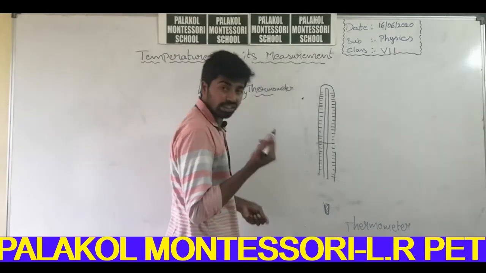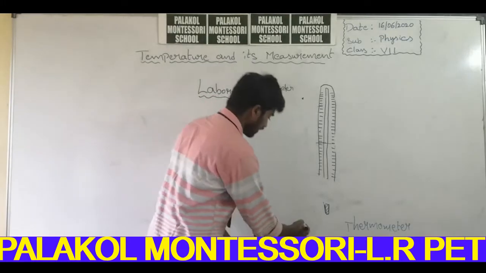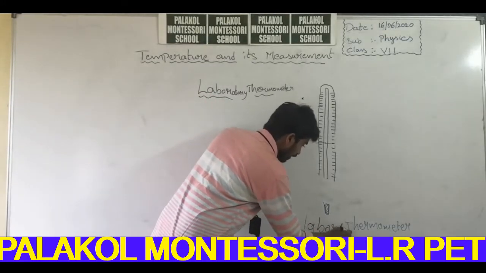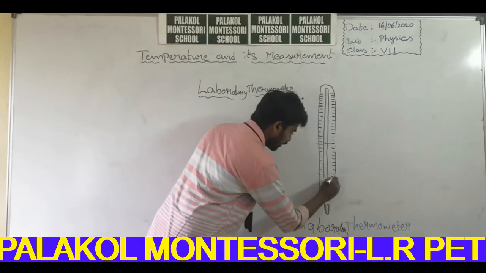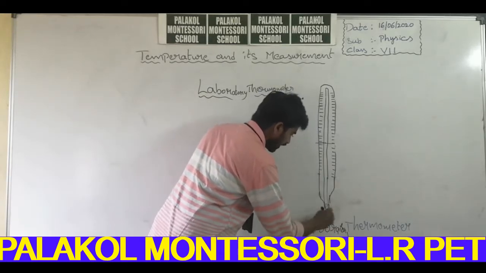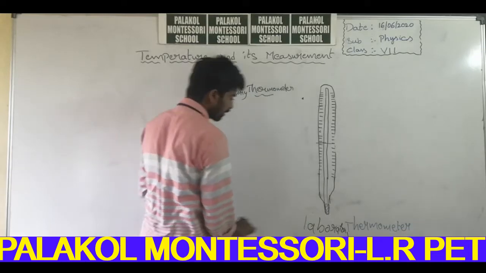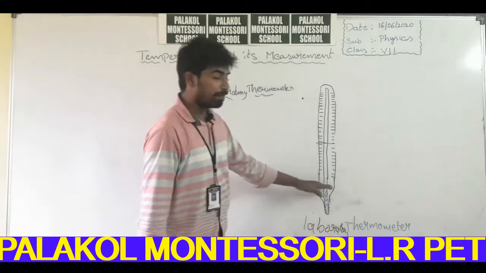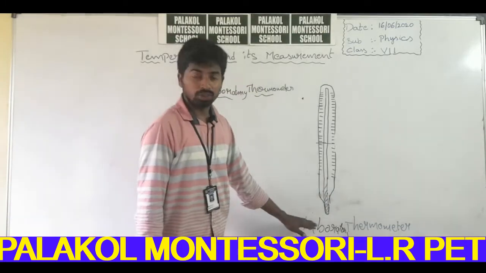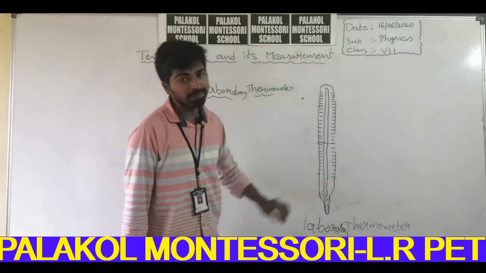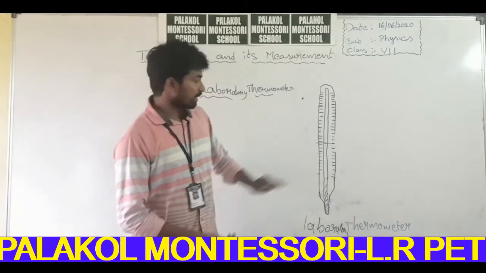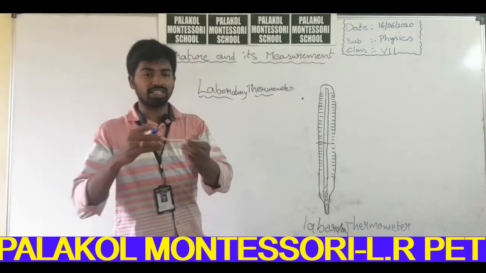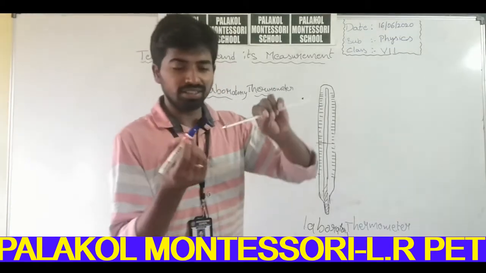The clinical thermometer has a kink near the bulb, whereas the laboratory thermometer does not have any kink. It consists of only a straight narrow tube. There will be no curves near the bulb of the thermometer. You can observe a silvery color at the end.